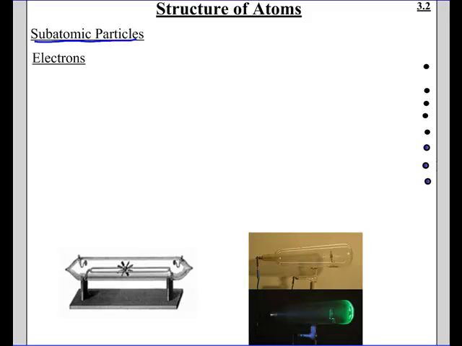And all I mean by subatomic particles is smaller than an atom. Okay, remember, up till this time, Dalton had said that atoms are these things, and you can't get any smaller than that. That's all there is. Okay, but a guy by the name of J.J. Thomson did some experiments that proved that atoms were indeed made of something else.